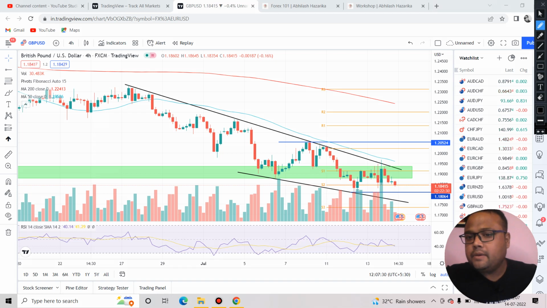In case GBP USD goes down, then you must observe GBP USD around 1.1800.